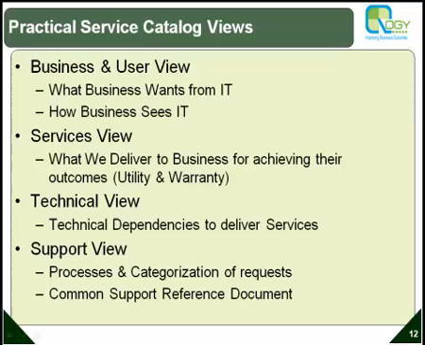Now, practically, what we realized is you need to build four different views of a service catalog: a business and user view, what business wants from IT or how business sees IT; a service view, what we need to deliver to the business, the utility and warranty view; a technical view, the technical dependencies required to be fulfilled to deliver the services; and a support view, processes and categorization of requests, common support reference documents, etc.